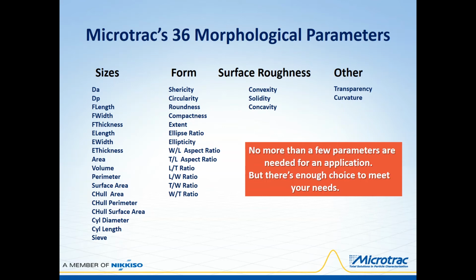Surface roughness parameters are just that. 3 different parameters can indicate the roughness factor of the particle surface. 2 other parameters report the overall light intensity coming through the particle and the curvature of the particle as a gradient of light intensity. Don't be overwhelmed. No more than a few parameters are needed for any particular application, but there are enough choices here to meet your particular needs.